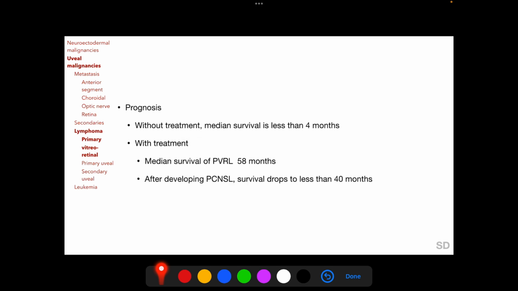The major cause of death of PVRL patients is PCNSL, and without treatment, median survival of these patients is less than 4 months. However, with treatment, median survival of PVRL patients without PCNSL is 58 months, but after they develop PCNSL, the survival drops to less than 40 months. So overall, patients with PVRL and or PCNSL have an extremely poor prognosis.